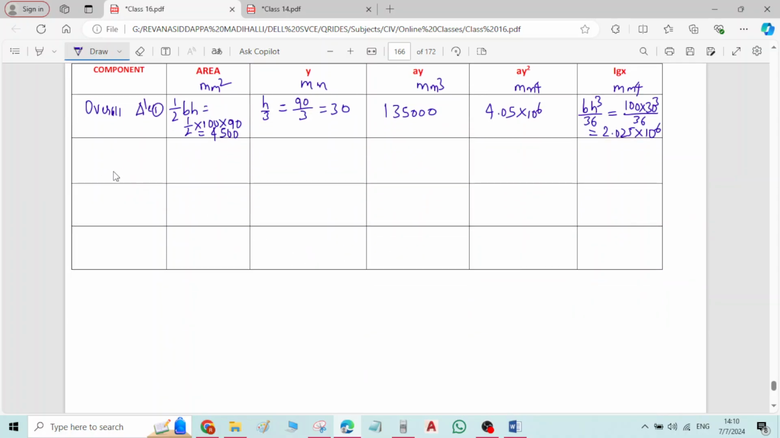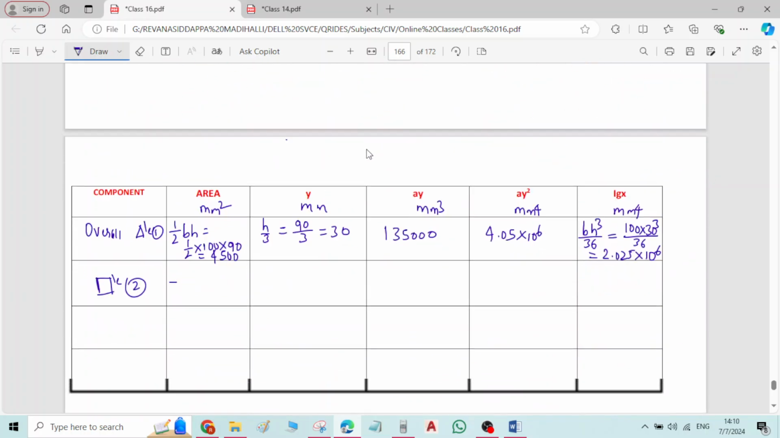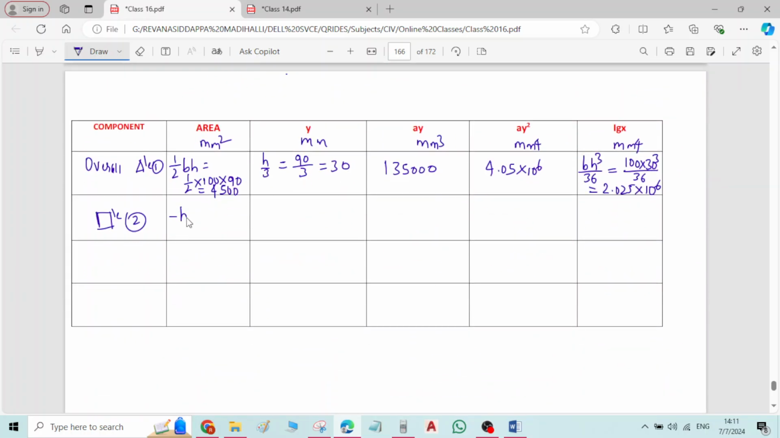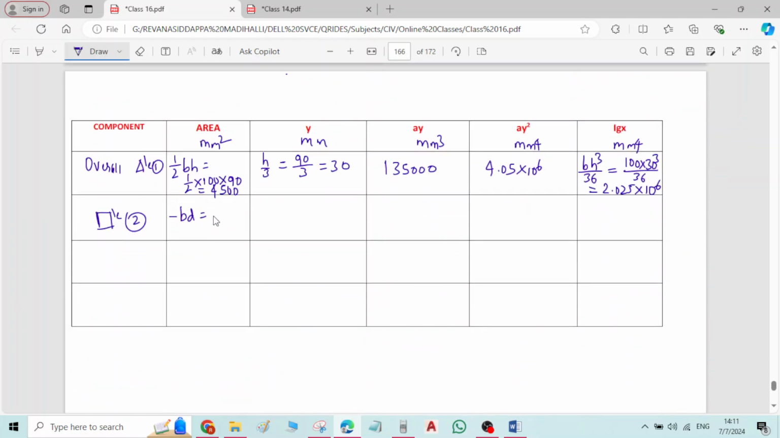Then the second component is rectangle. Rectangle component number 2. Very important, take negative sign because it is unshaded portion. B into D. Width of rectangle is 20 mm, depth is 30 mm. Minus 20 into 30. The answer is minus 600 mm square.